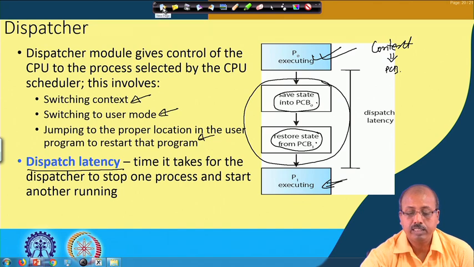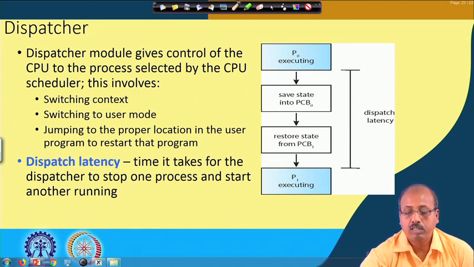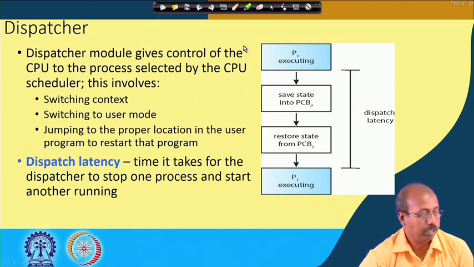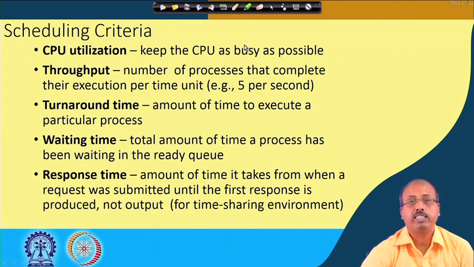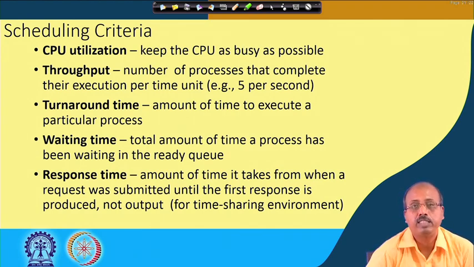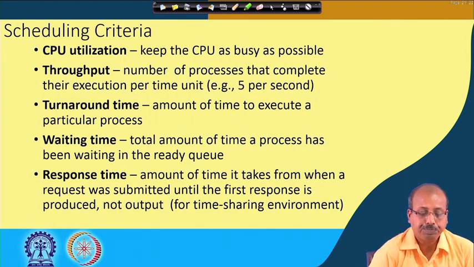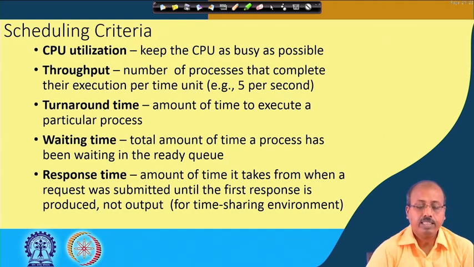So, how can we make this dispatch latency small? That is an issue, so we will see different architectures. They are supporting different facilities by which it can be done. Next thing that we will be looking into is how do you judge a particular scheduling algorithm, whether it is good or bad.